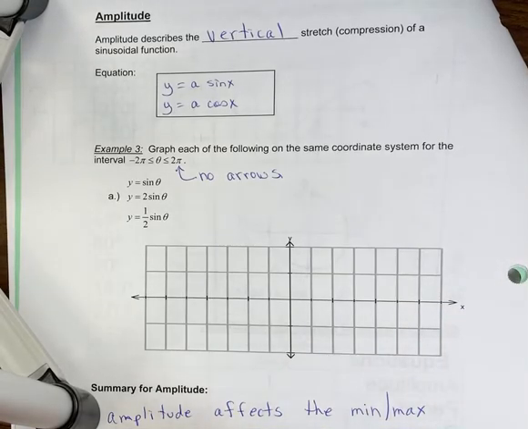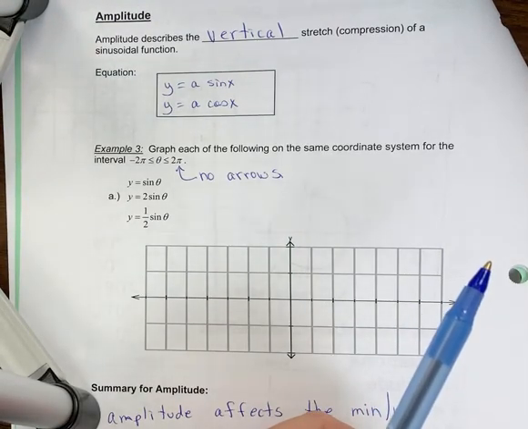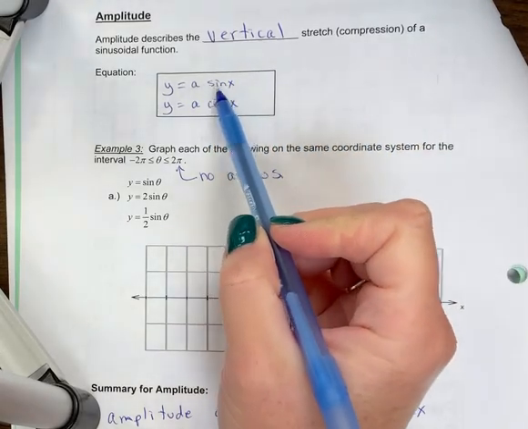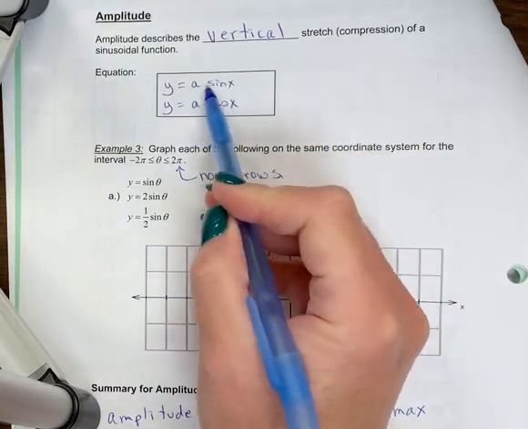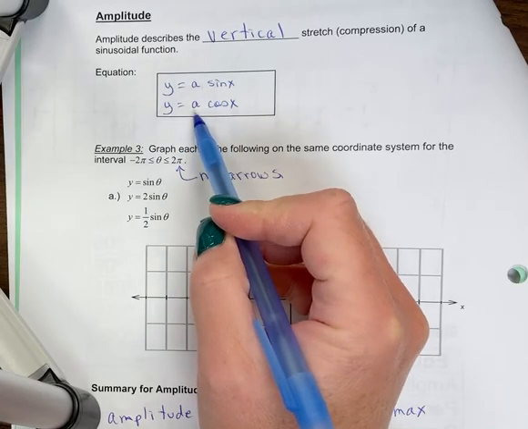Okay, we're going to look at amplitude for sine and cosine waves. So amplitude describes the vertical stretch, or sometimes called compression, of a sinusoidal function. We still use an a value out front of the function. So y equals a sine x or y equals a cos x. So a will be the amplitude or the vertical stretch.